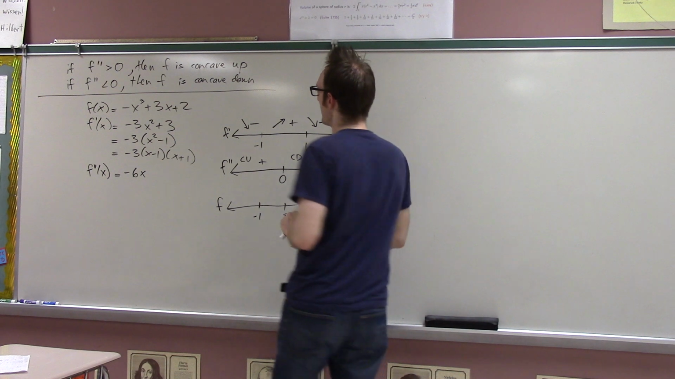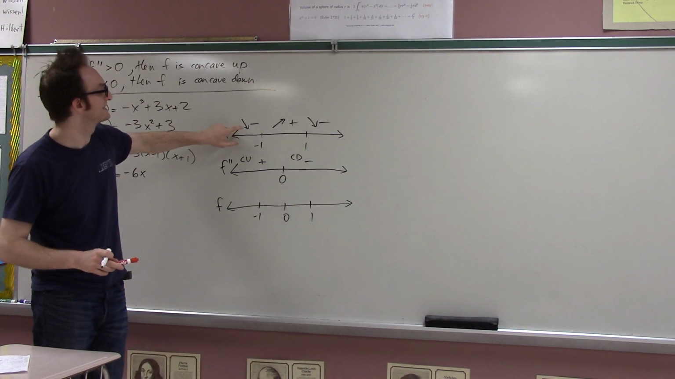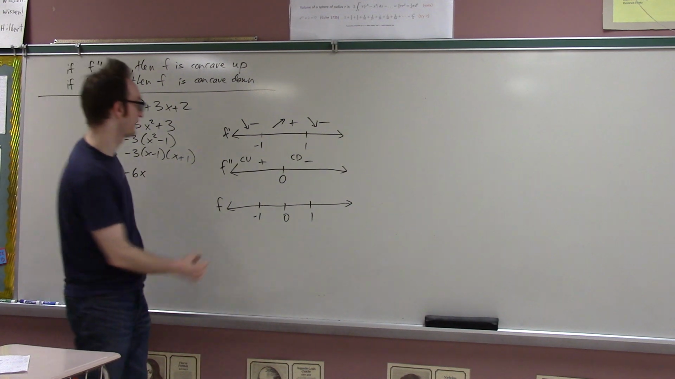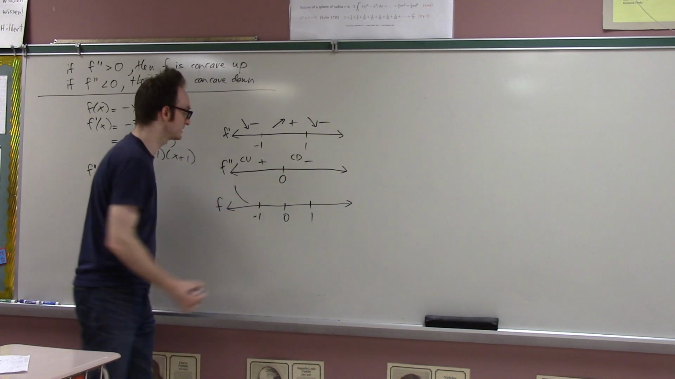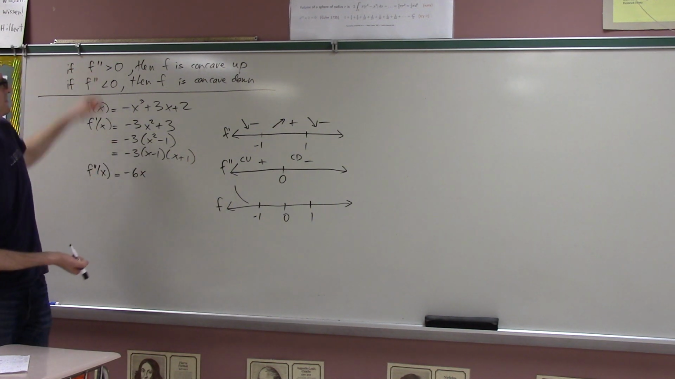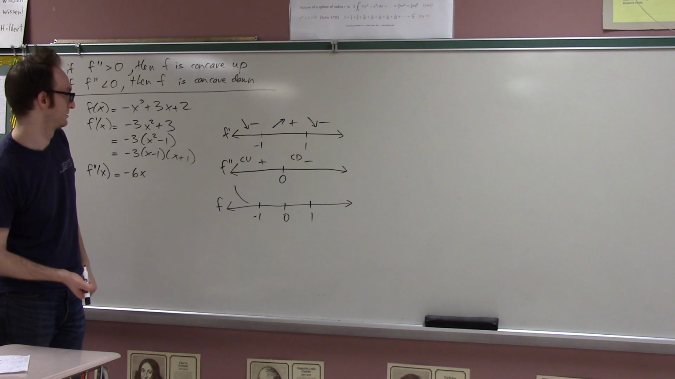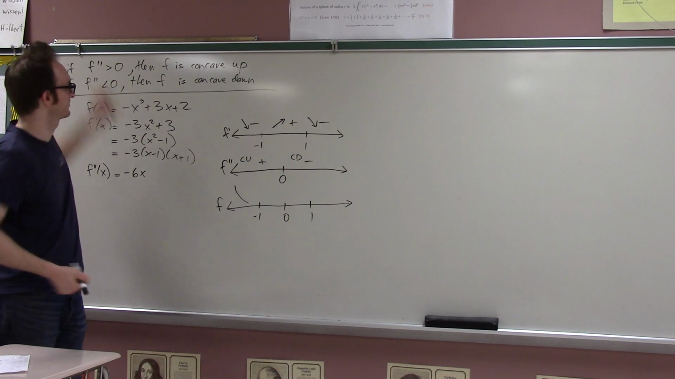Okay, so what that means is on the interval from negative infinity to negative 1, this function is going to be decreasing concave up. And a generic decreasing concave up function looks like this. I knew that it was a polynomial. It had to look like that. Is this right? Yeah.